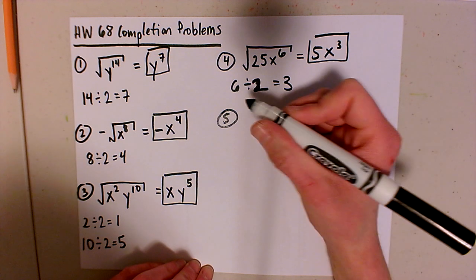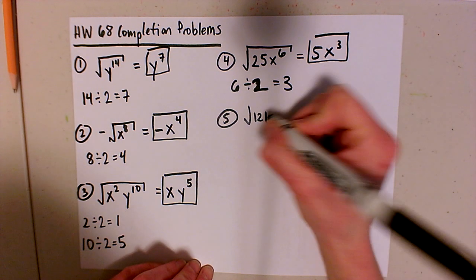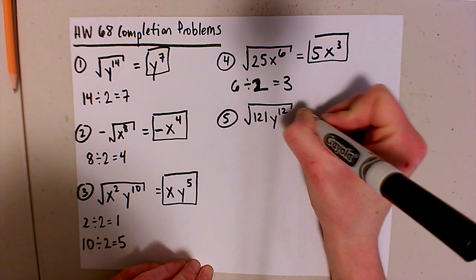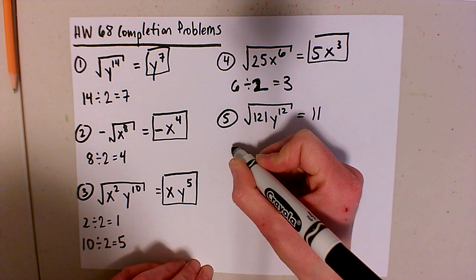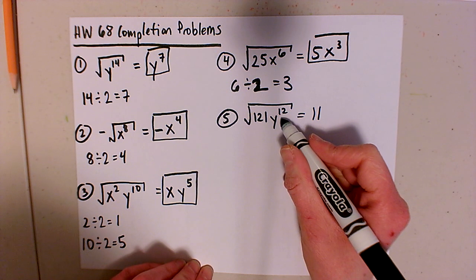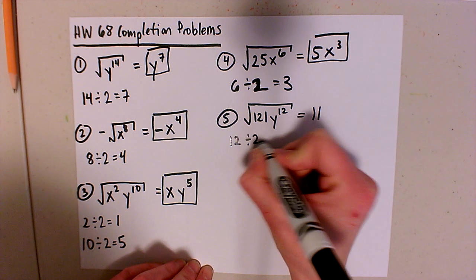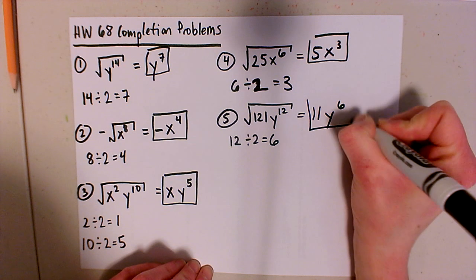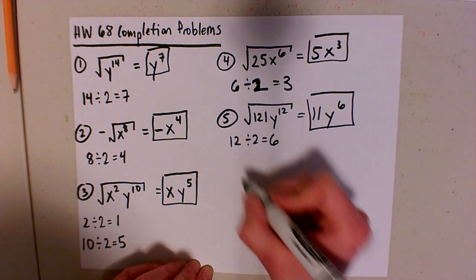For number 5, we have the square root of 121 y to the 12th. The square root of 121 is 11. And then to take the square root of y to the 12th, we would do 12 divided by 2, which is 6. So that's our new exponent on y, and our answer is 11y to the 6th.